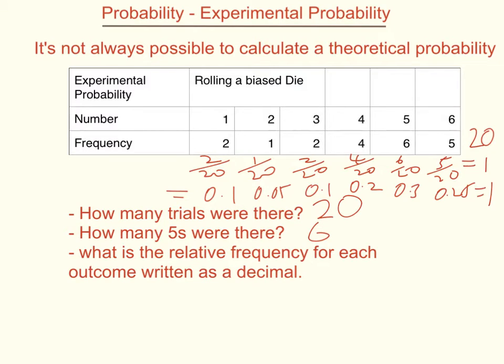The reason they add up to 1 is because these are the only outcomes that can happen when you roll a die. So I'm certain one of those has to happen, so when you add them up, they have to add up to be 1.